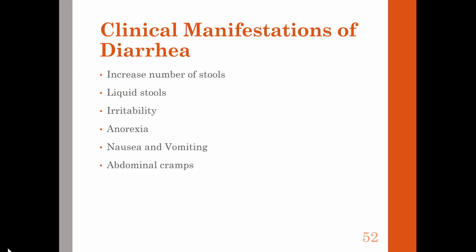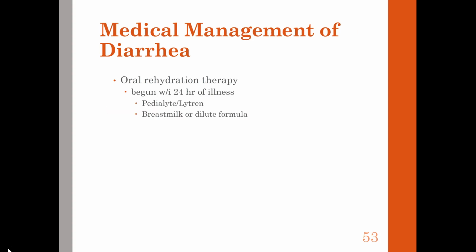So obviously you're going to have an increased amount of stools. They're going to be liquidy. You're going to be irritable. You might not feel like eating or drinking. You're going to have nausea and vomiting. You're going to have cramps. Just like with dehydration, for mild to moderate diarrhea, you're going to want to do oral rehydration. And again, it's important to begin as soon as possible, but especially within the first 24 hours of the illness.